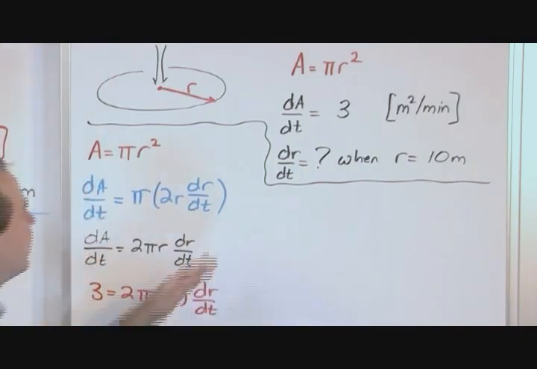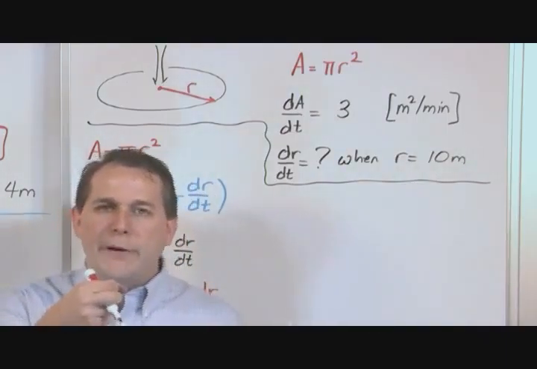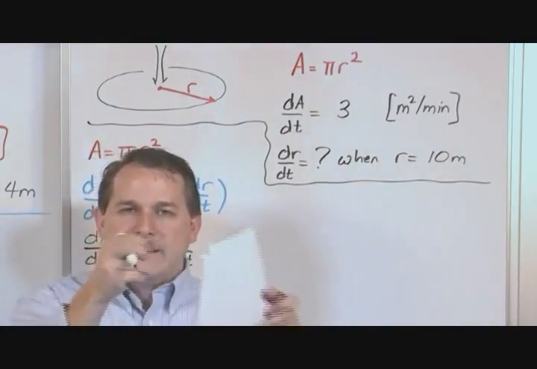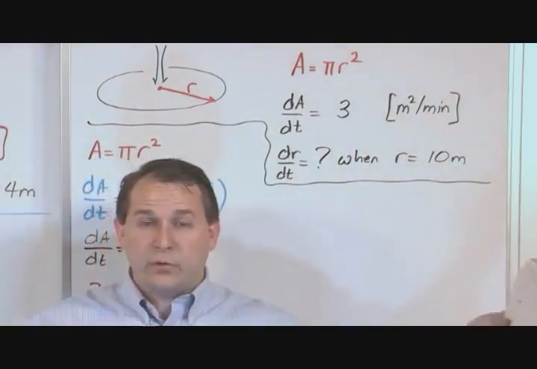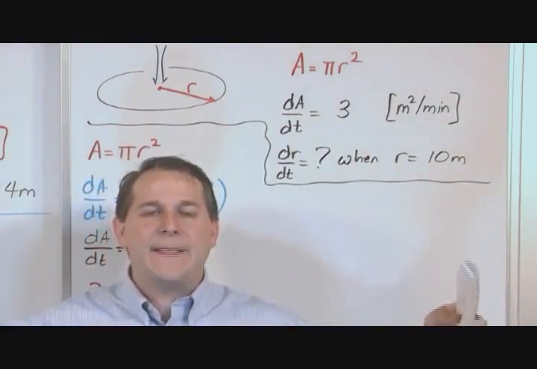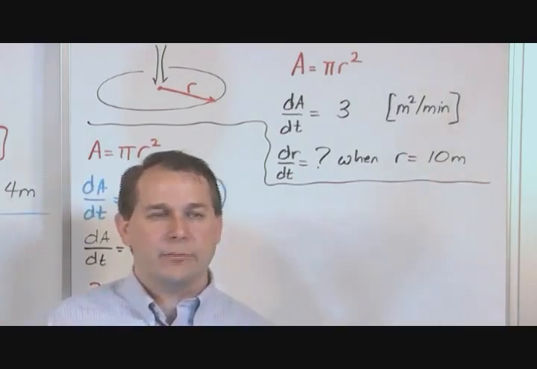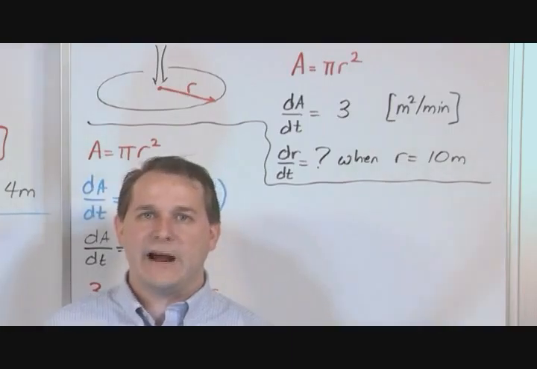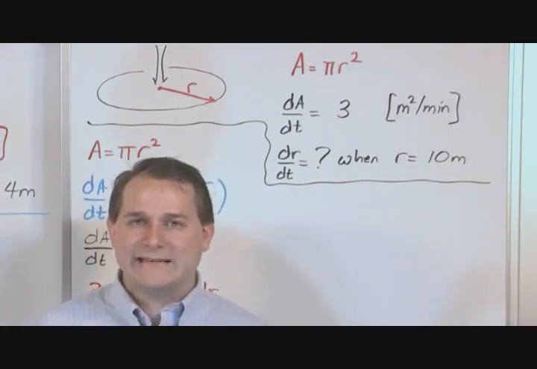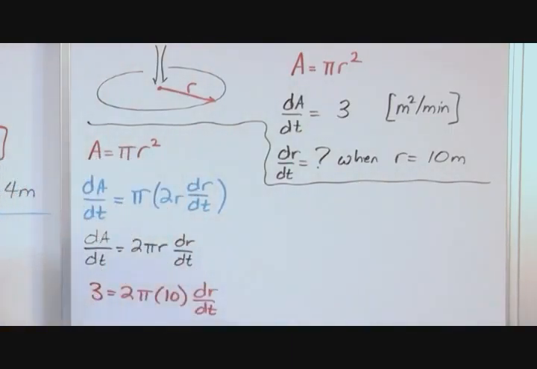Now don't forget what this sentence really means. You start with a small puddle, the water just flows. It's getting larger and larger and larger. Eventually you're going to get to a radius of 10 meters. Once the radius hits 10 meters, at that exact moment, that is the moment you want to know what the rate of change of the area is. How fast is the area increasing once you get to that exact point?